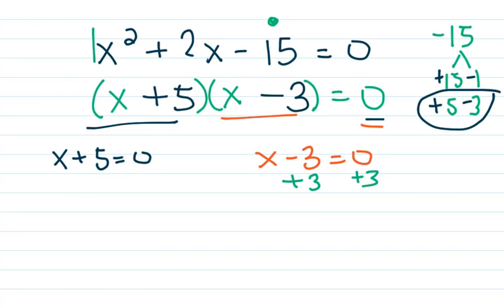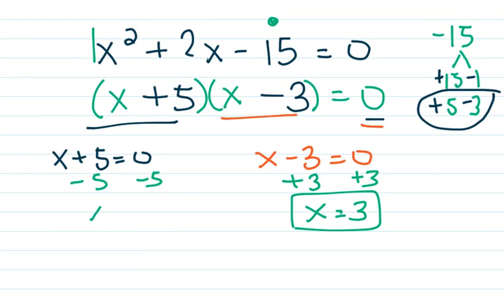Add 3 to finish this one up. X equals 3. Subtract 5 to finish this one up. So x equals negative 5.